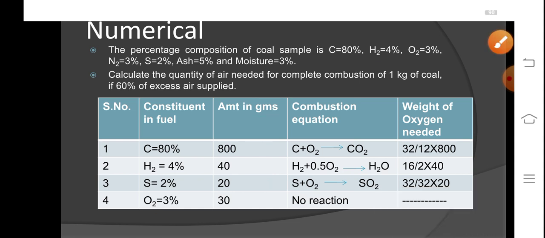The second thing is that we have to write the combustion equations. The combustion equation of carbon is C plus O2 gives CO2. For hydrogen, it is H2 plus half O2 gives H2O. And for sulfur, it is S plus O2 gives SO2.